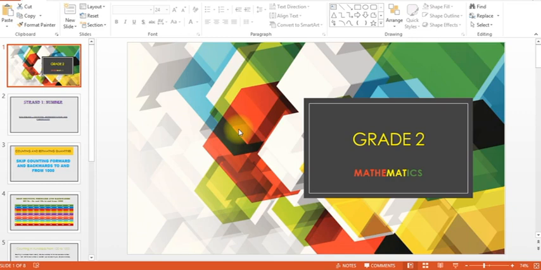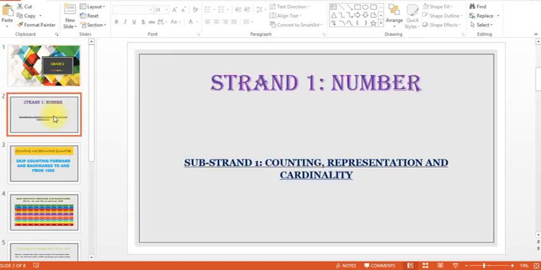I'll be your facilitator for this lesson. Grade 2 mathematics. So, what are you supposed to know under grade 2 mathematics? We'll be looking at numbers. Looking at what numbers? The number strand: counting, representation, and cardinality. Counting will be our first priority before we go to representation and cardinality.